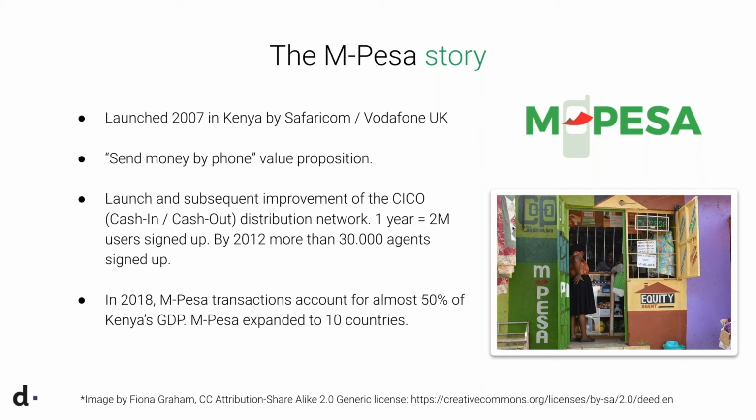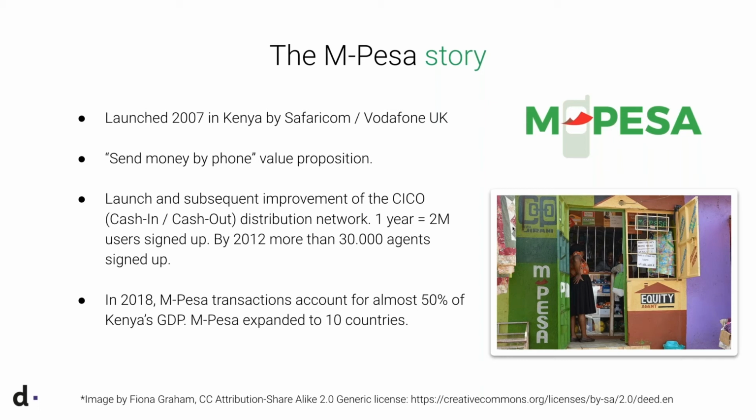To illustrate this, by 2012, more than 30,000 agents were signed up. Currently, the agent to bank rate is about 60 to 1. So of course, you can imagine that with 60 agents per bank, this is a much more convenient payment method than using traditional banking. In 2018, M-Pesa transactions accounted for almost 50% of Kenya's GDP. And in this year, M-Pesa had already expanded to 10 different countries. Just to show you what an agent looks like, we have a picture on the right-hand side.